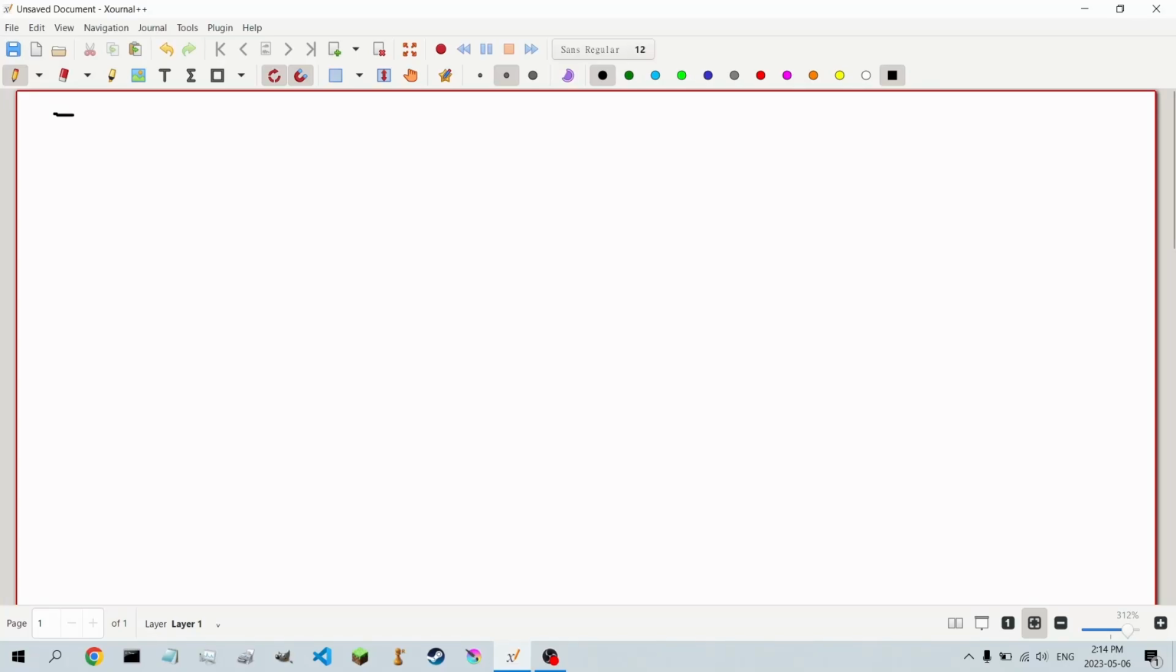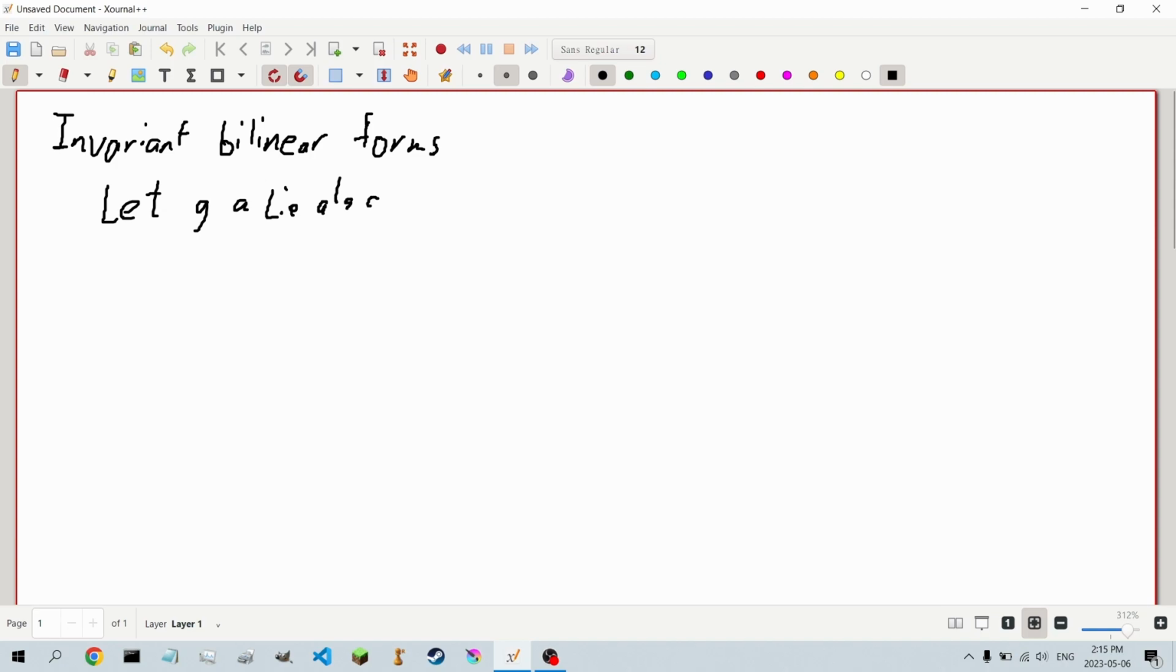So today's topic is invariant bilinear forms, at least our starting topic. So let G be a Lie algebra over K. Then we recall the adjoint representation of G on G.